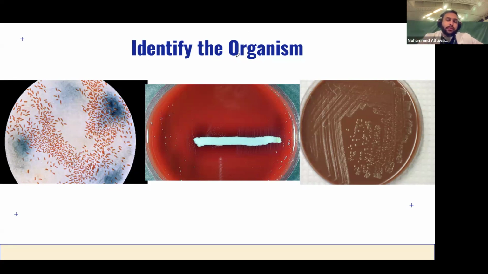Now, Haemophilus needs 2 factors. Factor 10, factor 5. Factor 10 is hemin, factor 5 is NAD. Which organism did we put with Haemophilus here to cause this effect? It has NAD.